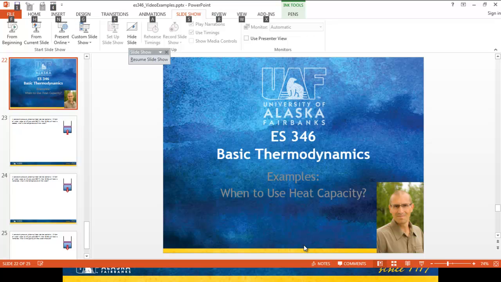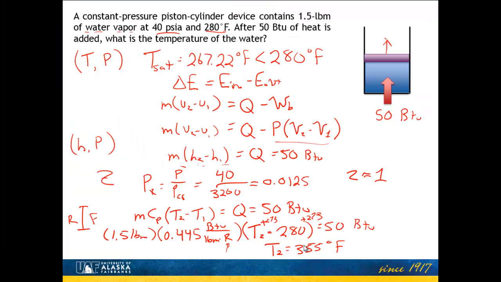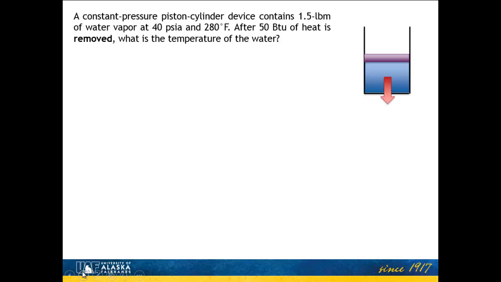Oops, let me go back to our problem here. And let's look at this. What I'm going to do now is let's just flip it. The only thing I'm changing is saying let's start with the same conditions, but what if 50 BTUs is now removed from the system? So instead of it being added, it's going to be removed.